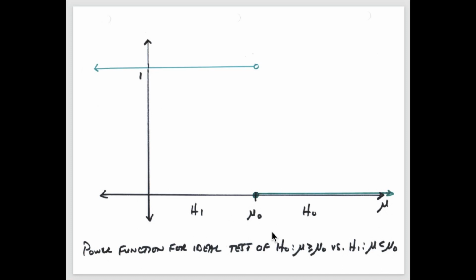Now, the ideal test will never reject a true null hypothesis, and it will always reject a false null hypothesis. And so the power function for an ideal left-tailed test would look like this. It would be 0 for values of mu that are greater than or equal to mu sub 0, and it would be 1 for any value of mu that is less than mu sub 0.